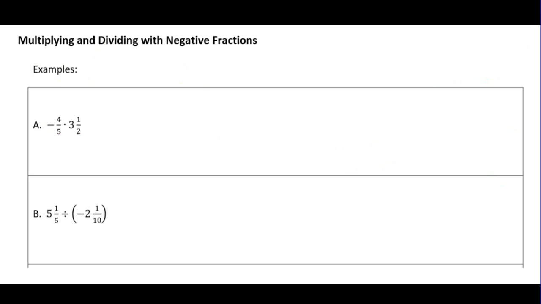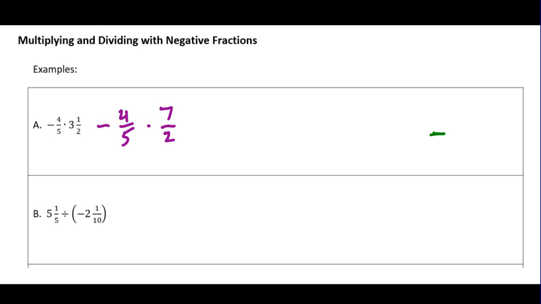Here we're going to do the same thing just with fractions. The answer to the first problem is going to be a negative number because we only have one negative number. So I'm just going to put a negative over here, knowing that our answer is going to be negative. Remember, in order to multiply fractions, we have to first make them improper. So we need to change the second fraction to an improper fraction. So we got negative 4/5 times 3 times 2 is 6 plus 1, 7 over 2.